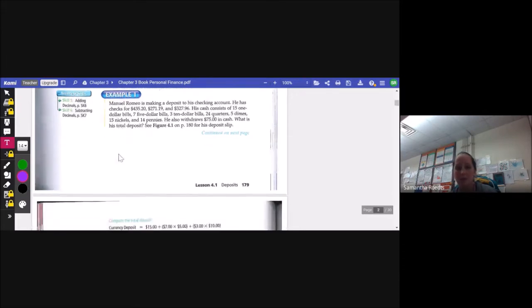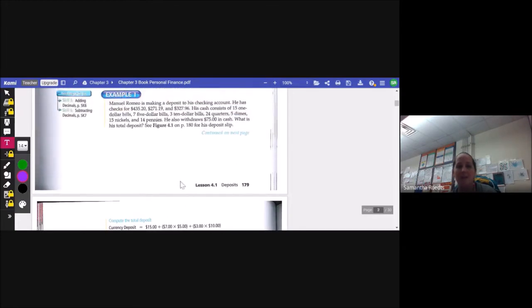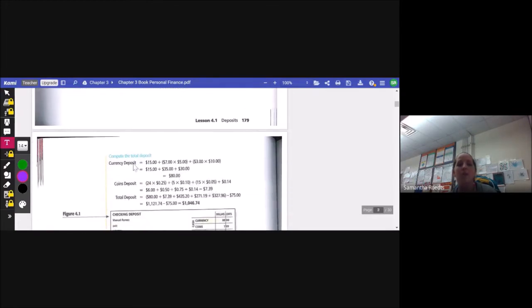15 nickels. The 15 nickels is 5 cents each, so times 15, that's 75 cents. And then 14 pennies, which is 14 cents. So we added all the currency, 15 plus 35 plus 30, which is $80. All the coins, 6 plus 50 plus 75 plus 14, which is $7.39. And then we added all the checks plus the currency plus the coins to get $1,121.74.